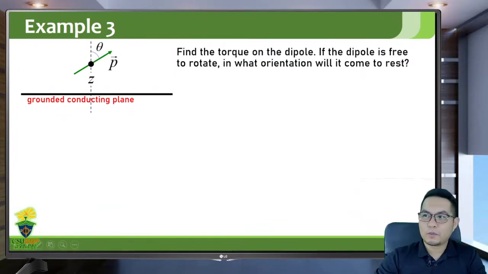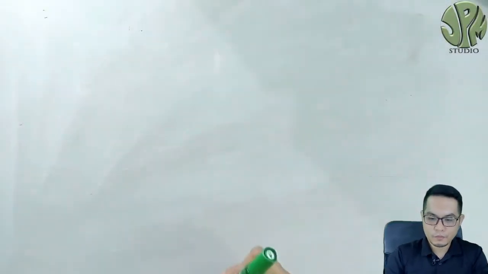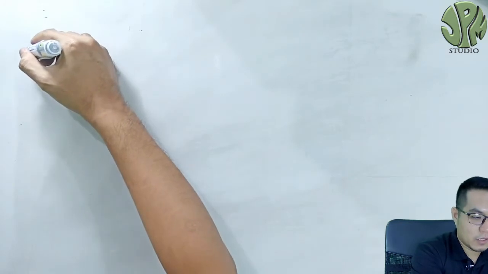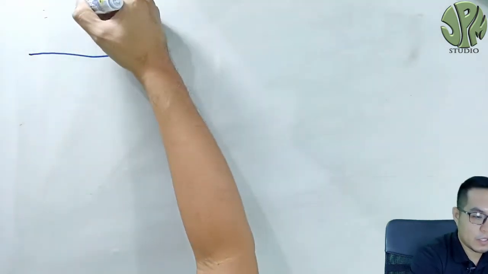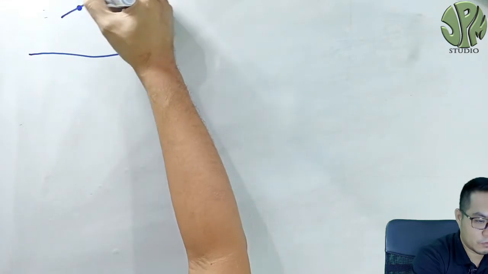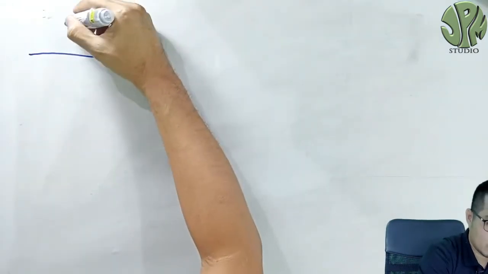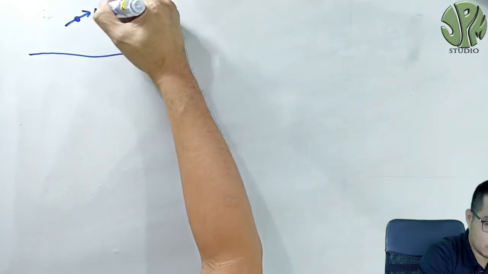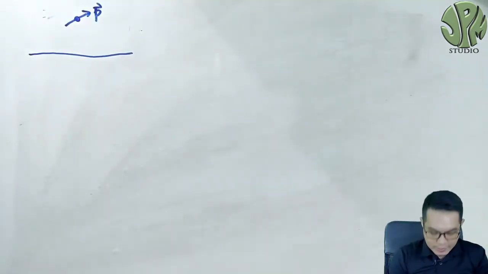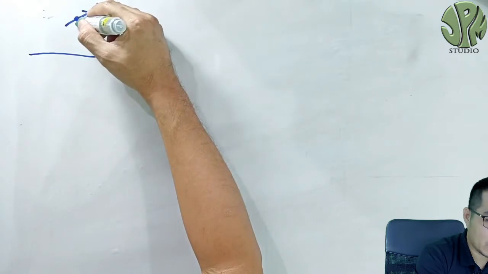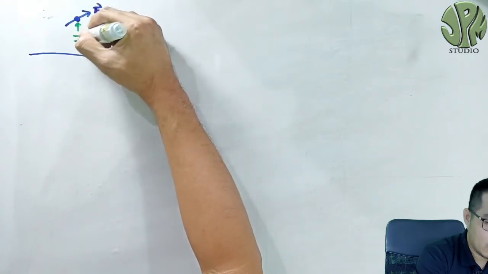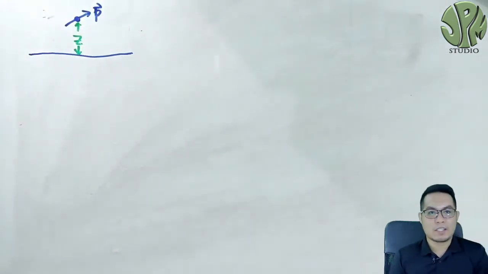So let's now try to solve this problem. I'm just going to go again to my board mode. So this is our grounded conducting plane, and our dipole is here. Dipole moment P. And the perpendicular distance between the dipole and the plane is z.